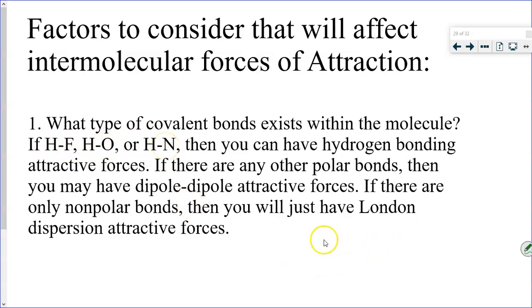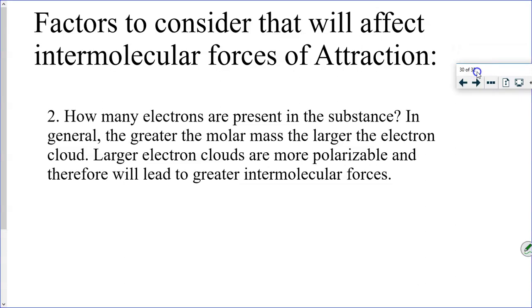If it's nonpolar, what we have are London dispersion forces. Okay? London dispersion forces are the really weak ones, where the electrons are moving and we get an instantaneous dipole. That instantaneous dipole with tiny partial charges gives us an induced dipole on the neighboring molecule. Number 2, things to consider when figuring out intermolecular forces: how many electrons are present? If there are more, or if the molar mass is bigger, in general we expect that to be more polarizable. More polarizability essentially is going to lead to bigger partial charges, which gives us greater intermolecular forces.